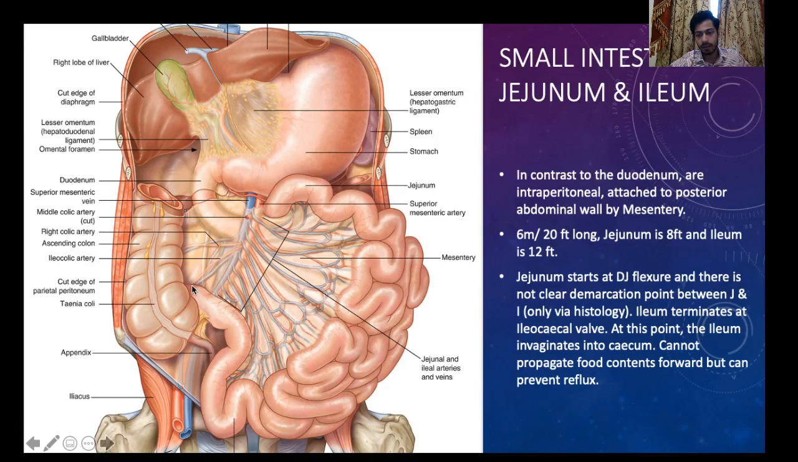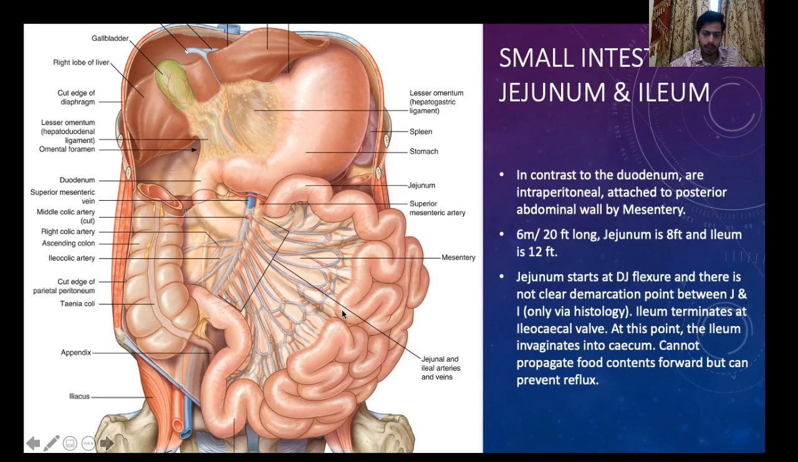Now, this valve will then invaginate into the cecum. So this will be your cecum. Can't see it very clearly, but in this region here, this is obviously your appendix. And the appendix is not part of the small intestine. It's by definition a part of the large intestine.